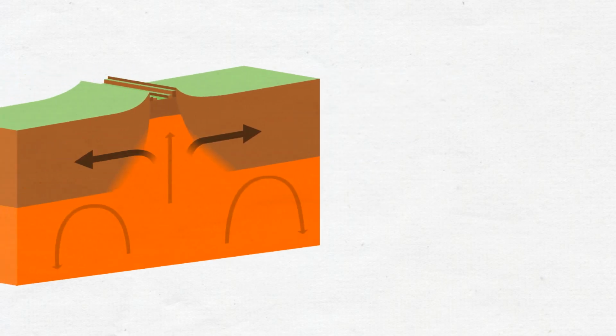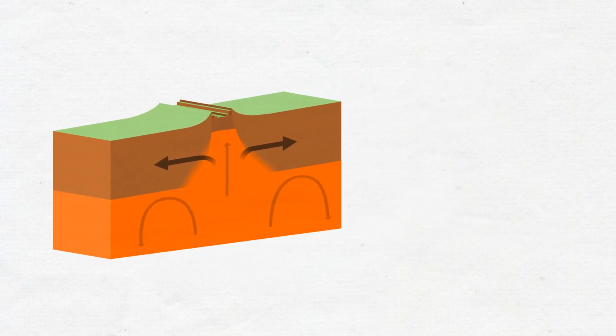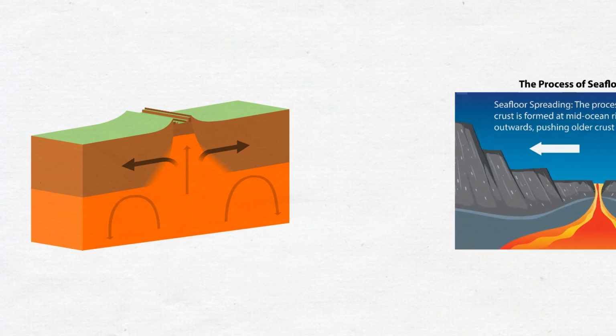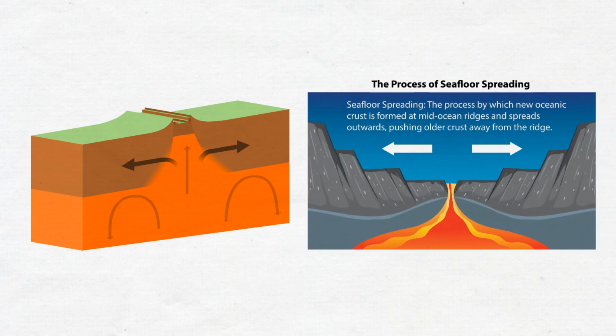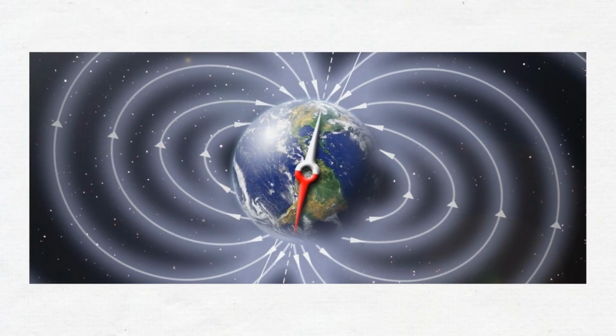At divergent boundaries, plates move apart, creating new oceanic crust as magma rises to fill the gap. This process, known as seafloor spreading, is supported by compelling evidence such as magnetic stripes on the ocean floor. These stripes record the Earth's magnetic field reversals, providing a timeline of crust formation and confirming that ocean basins are not static but continuously renewed.